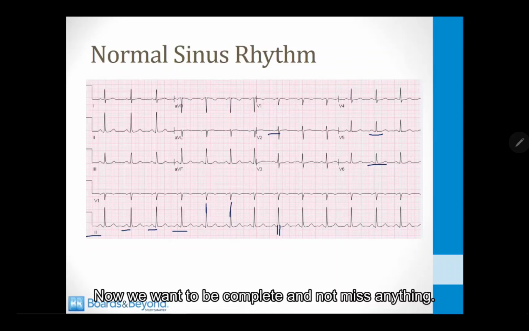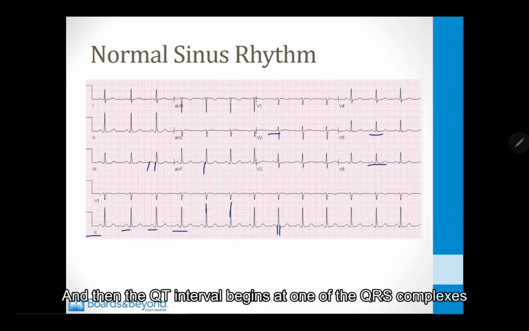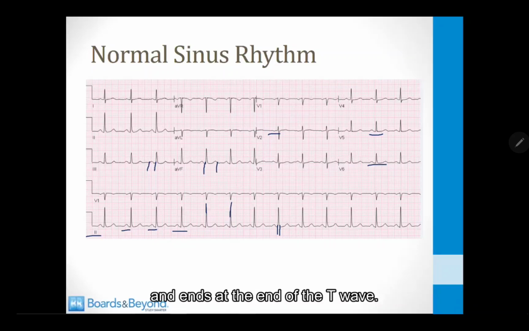Now we want to be complete and not miss anything, so let's move on to step 4 and check the intervals. The PR interval starts about here and ends about here. It's less than 1 big box in length, and that is normal, so we have a normal PR interval. And then the QT interval begins at one of the QRS complexes and ends at the end of the T wave. And you can see that the QT interval here is less than half the RR interval, so we do not have a prolonged QT interval.